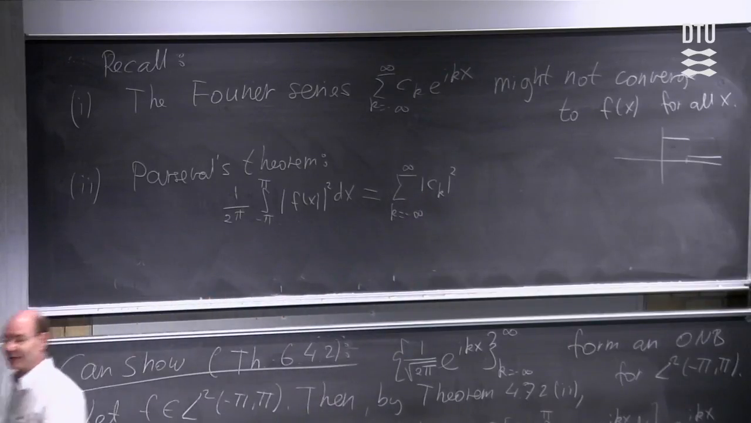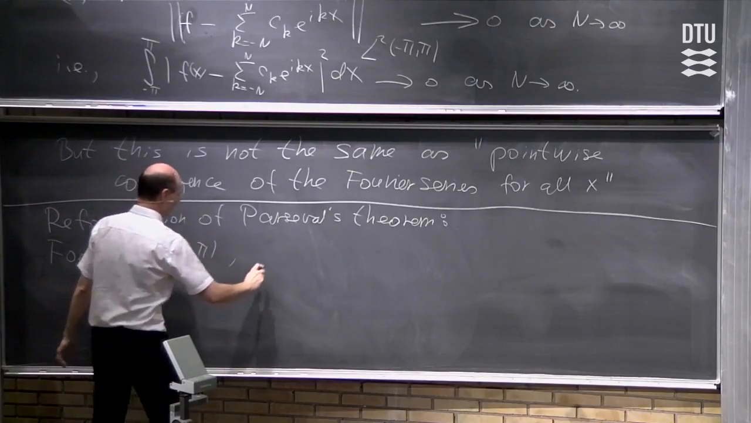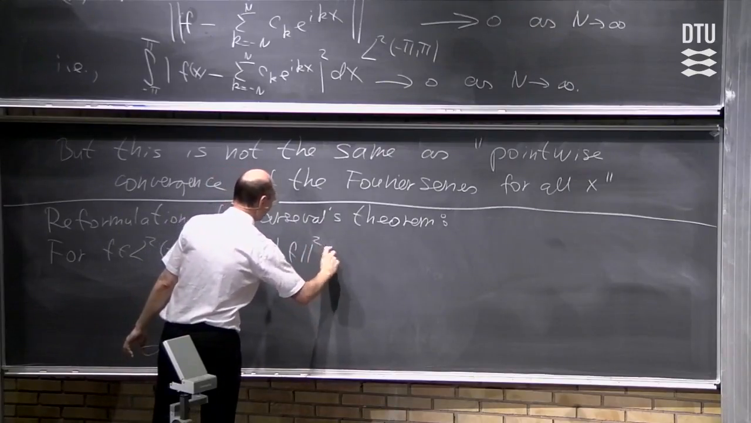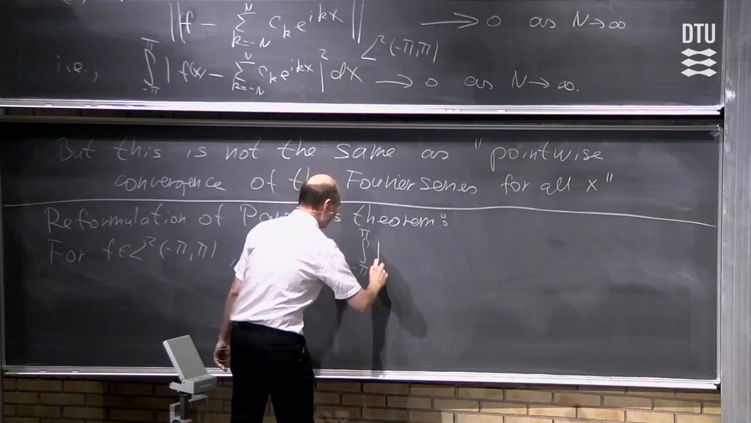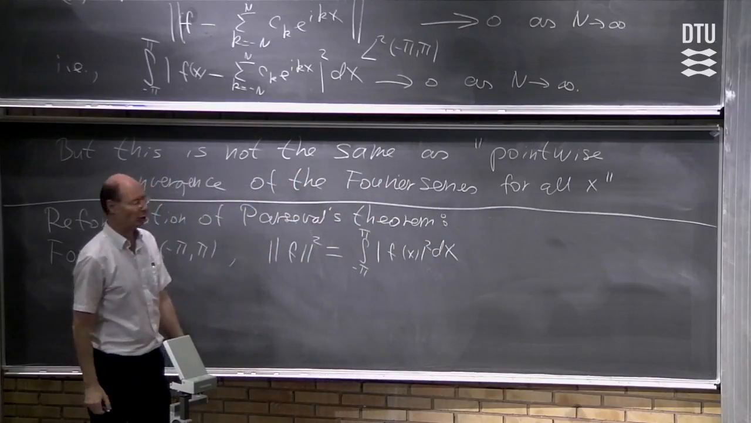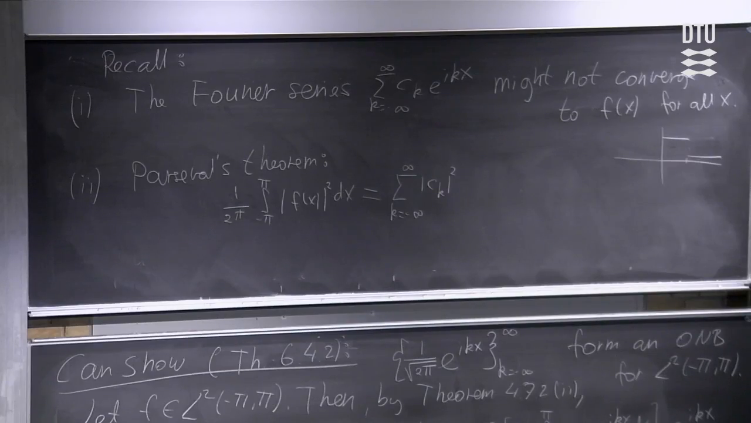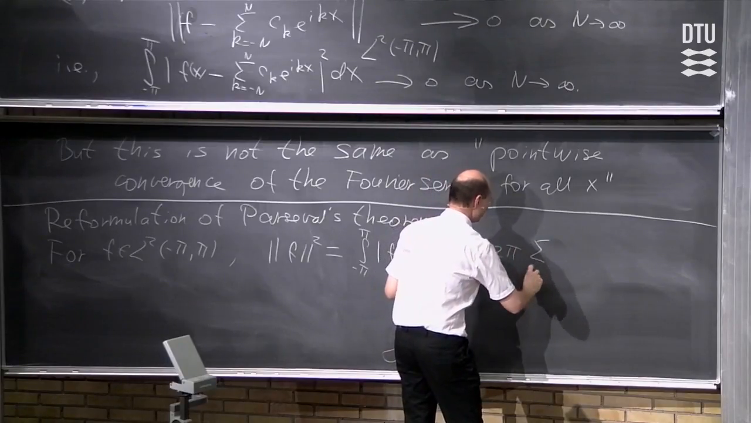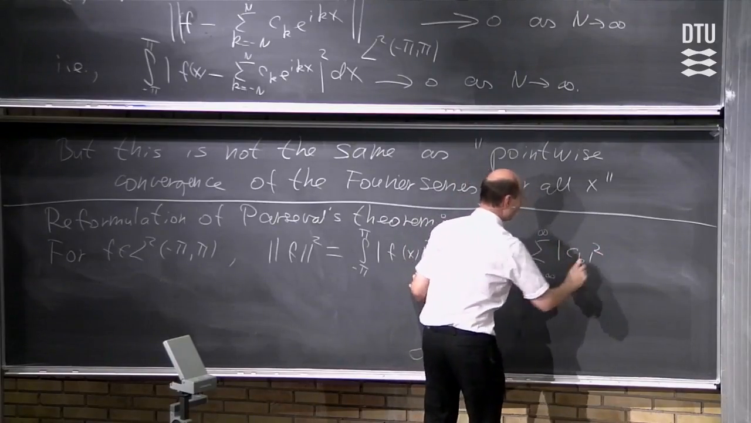So if you do that, then what Parseval tells us is that if you look at any function f in L2, then the norm of f to the power 2 is equal to the integral from minus pi to pi of absolute value f of x to the power 2 dx. That's the way we have defined our norm. So now we use Parseval, we take this factor 2 pi and move it on the other side. Then this is equal to 2 pi times the sum, k going from minus infinity to infinity, of absolute value ck to the power 2.